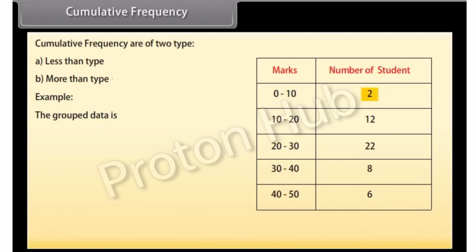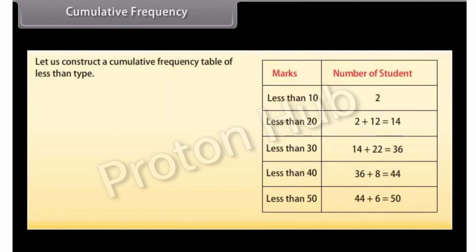For marks 20 to 30, number of students are 22. For marks 30 to 40, number of students are 8. For marks 40 to 50, number of students are 6. Let us construct a cumulative frequency table of less than type for the above data.